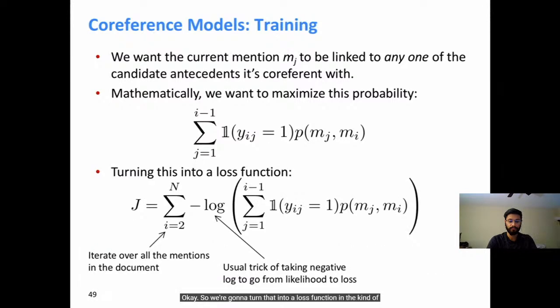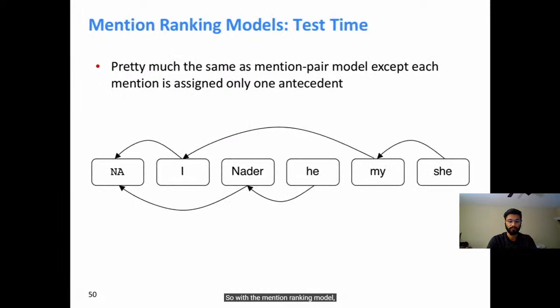Okay, so we're going to turn that into a loss function in the standard way we do, in which we take log probabilities, or negative log probabilities to give us a loss, and then we want to minimize that loss. With a mention ranking model, at test time, it's pretty much the same, but our softmax classifier is just going to assign one antecedent for each mention. We then hope that those give us the clusters that we want, and there's no subsequent clustering phase.